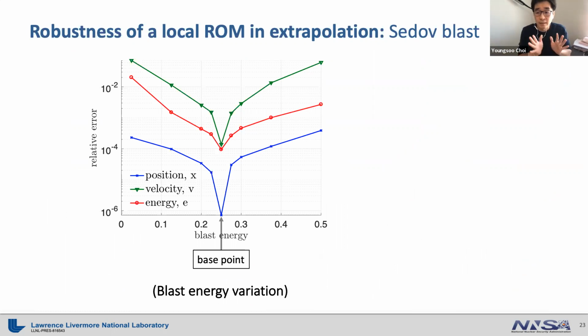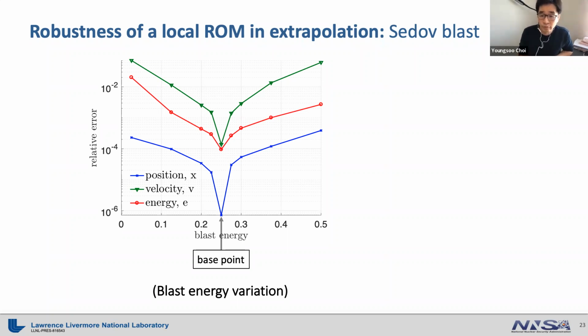And another great thing about this reduced order model is its robustness with extrapolation. Unlike the black box approach or the non-intrusive method, since the reduced order model directly incorporates the governing equation for the underlying physics, even though it is used to predict the solution for a parameter point away from the training data, it can still give a reasonable accuracy.